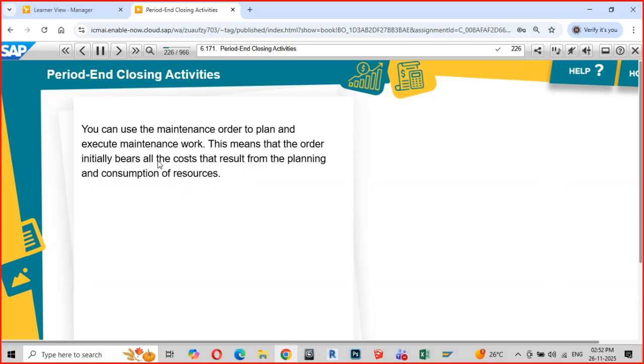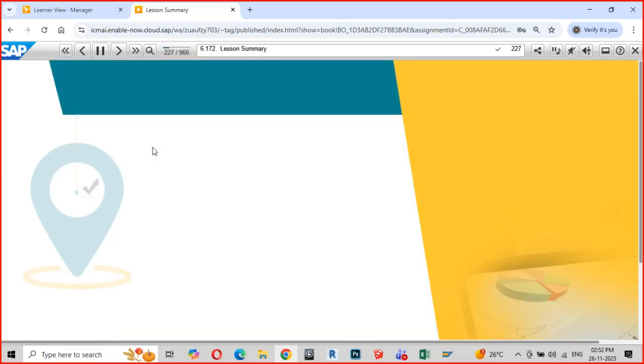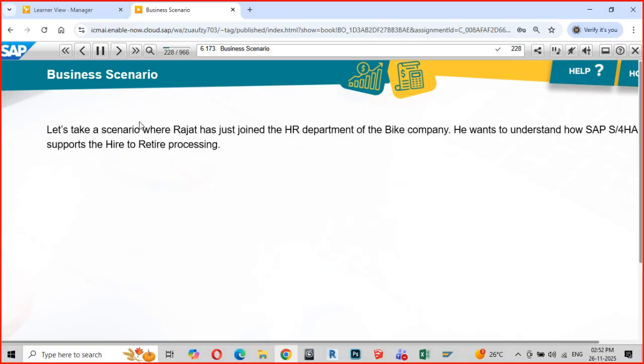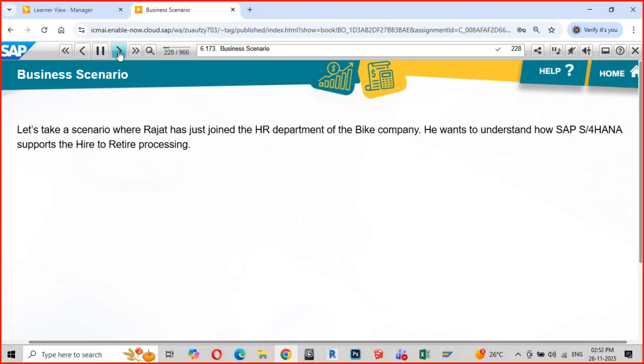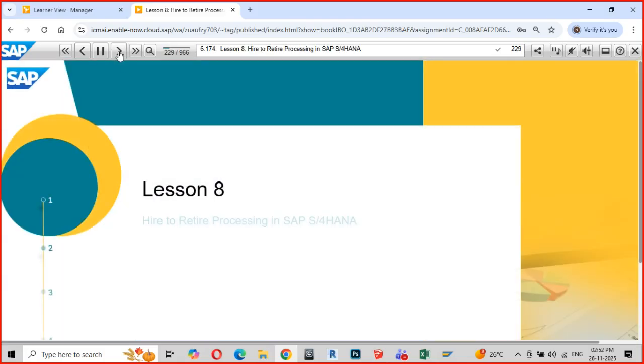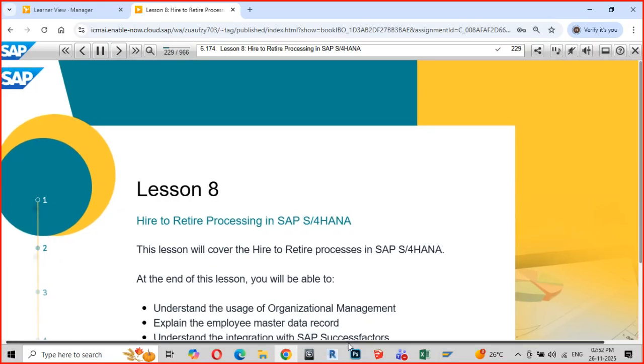Period with respect to your PM, plant maintenance. So now the hire to retire process. So this is your FI and your HR. Basically, we integrate with the HR people on two areas. One is your travel management, the other one is your payrolls.